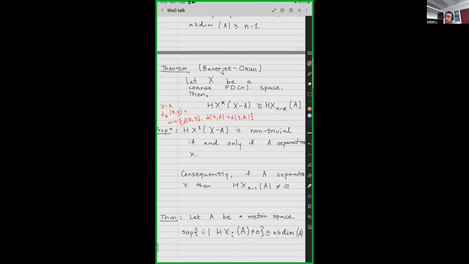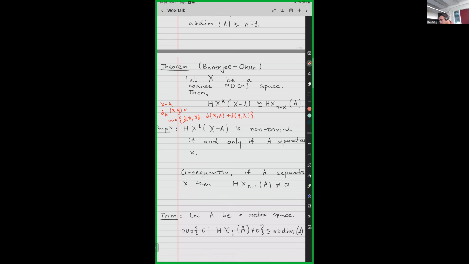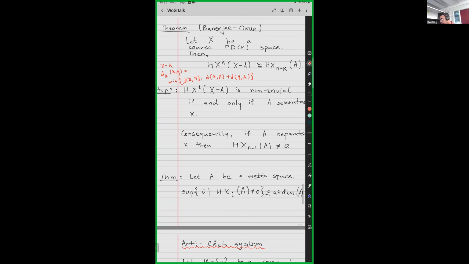And another observation by Banerjee and Okun is that the first cohomology of this complement is non-trivial if and only if A separates X, right? This proposition applies to all metric spaces, not just coarse PDN spaces. But if you combine the two, it means that if a subset A of a coarse PDN space X separates it, then you get that the n-1th coarse homology is non-trivial, right?